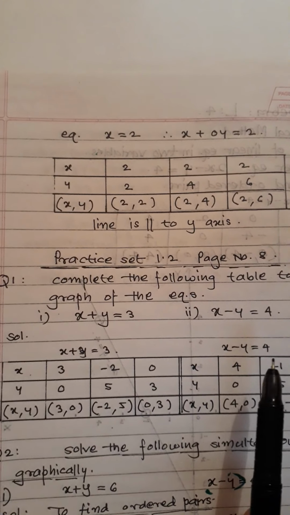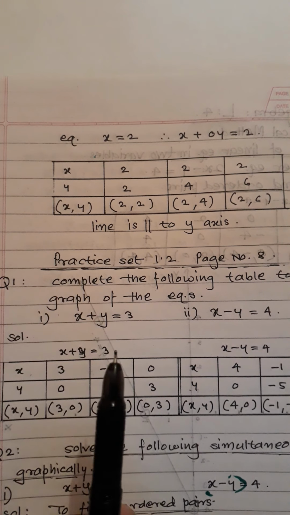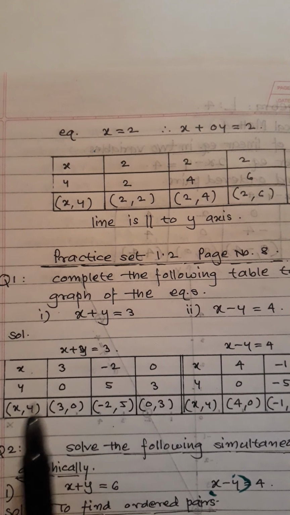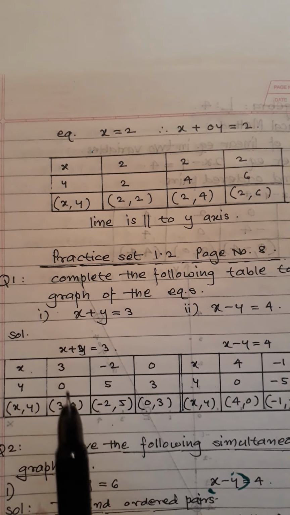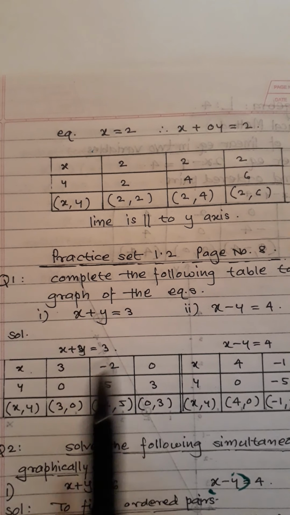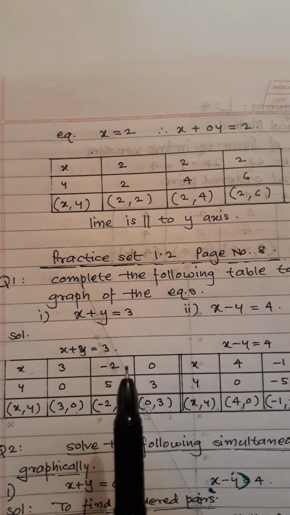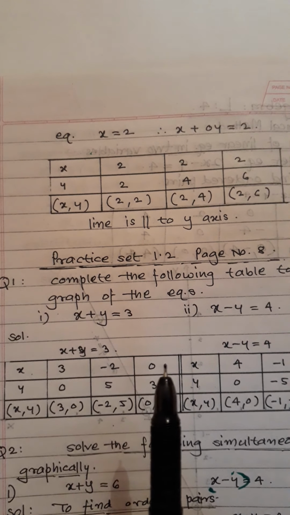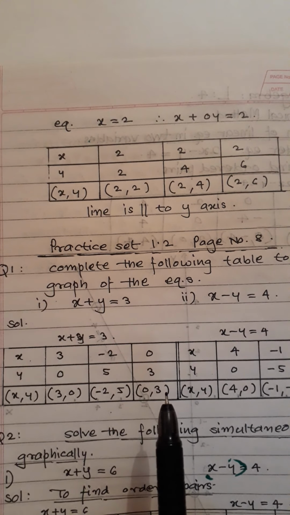Similarly, prepare this table here, and then take values for x and find the corresponding values of y. So this is x, y, x comma y. I substitute x is equal to 3, and then y is equal to, suppose this 3 you transfer on this side, then 3 minus 3 is equal to 0, y is equal to 0. Then substitute x is equal to minus 2, you will have y is equal to 5. And then substitute x is equal to 0, y is equal to 3. So your ordered pair is 0, 3.